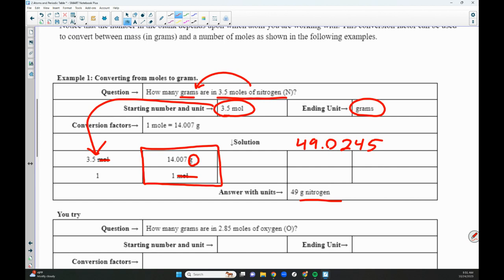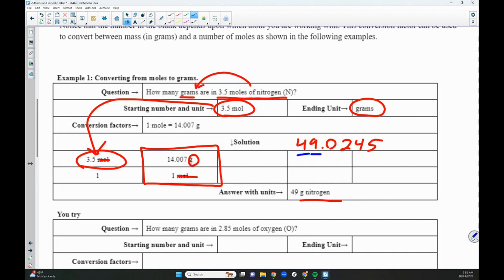is 49.0245. So that is my calculator answer. And if you put that as your answer, you would get most of the points, but not all of them, because you also need to round things correctly. So to round this, I look over here at my starting number, and that tells me how many significant figures my answer should have. 3.5 has 2 significant figures, so my answer should have 2.